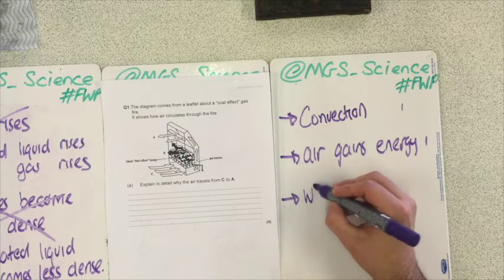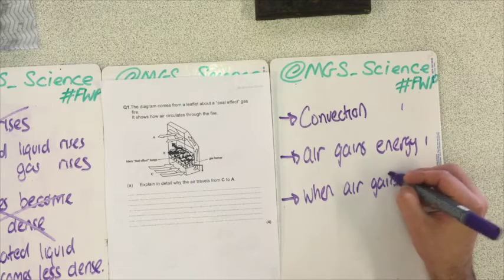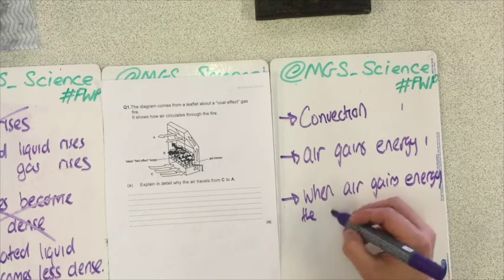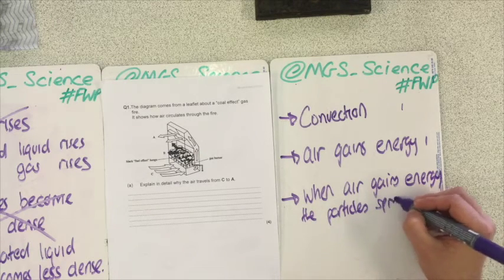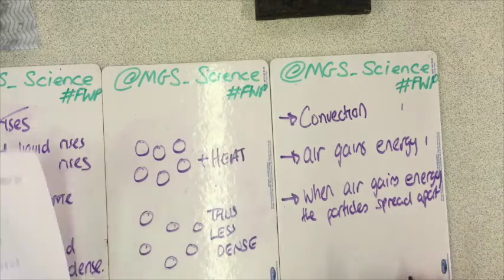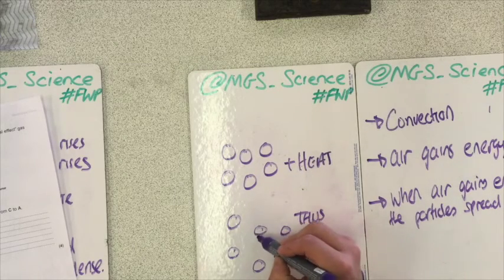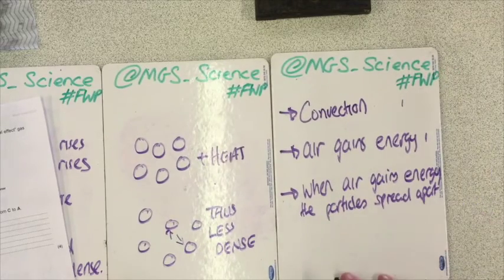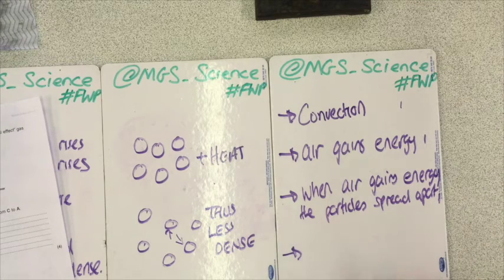Third mark is for saying that the particles spread out from each other. So when air gains energy, the particles spread apart. Like we saw here, where we've got these particles being spread apart from each other. They've gained energy, they're moving away from each other. Now, that's 3 marks. What's our fourth one?